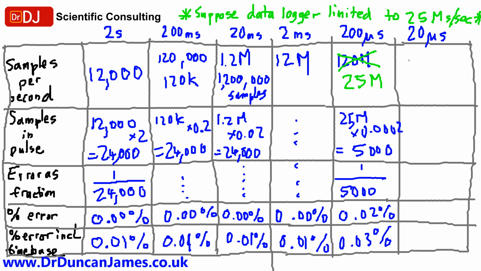If it's 20 microsecond delay we're looking to calibrate, well, we want to collect 1,200 million samples per second. Yeah, we still can't do that. The instrument hasn't changed, so we're still stuck at 25. So what's that going to do to the error? Well, you've probably made a prediction already that it's going to get worse.